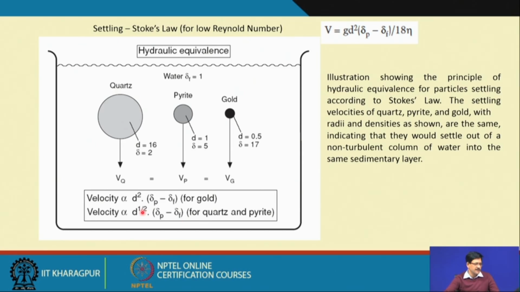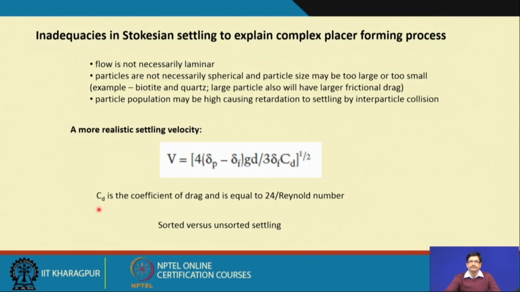There are three reasons. Firstly, the flow is not laminar, and the particles are not necessarily spheres. The particle size may be too large or too small, say for example a biotite and a quartz. Large particles also have larger frictional drag, which is not being taken into consideration in the Stokesian settling velocity, and it could be a turbulent condition.